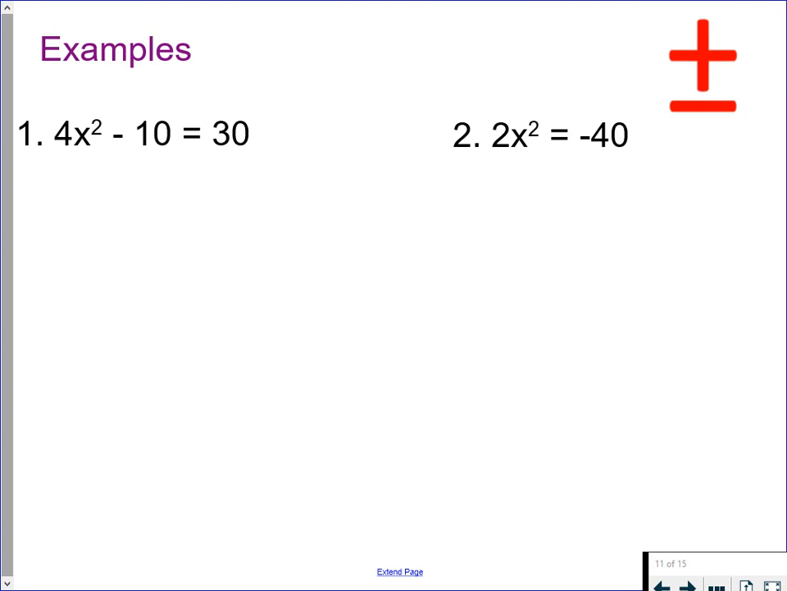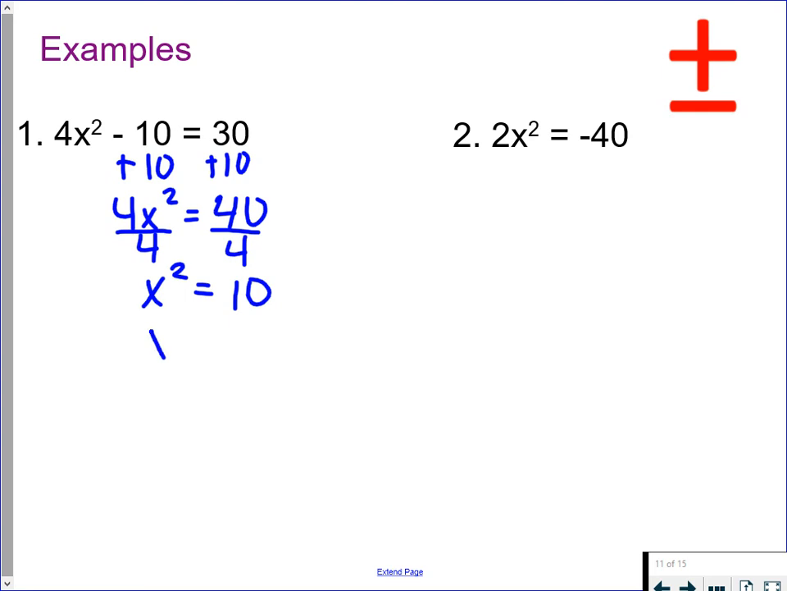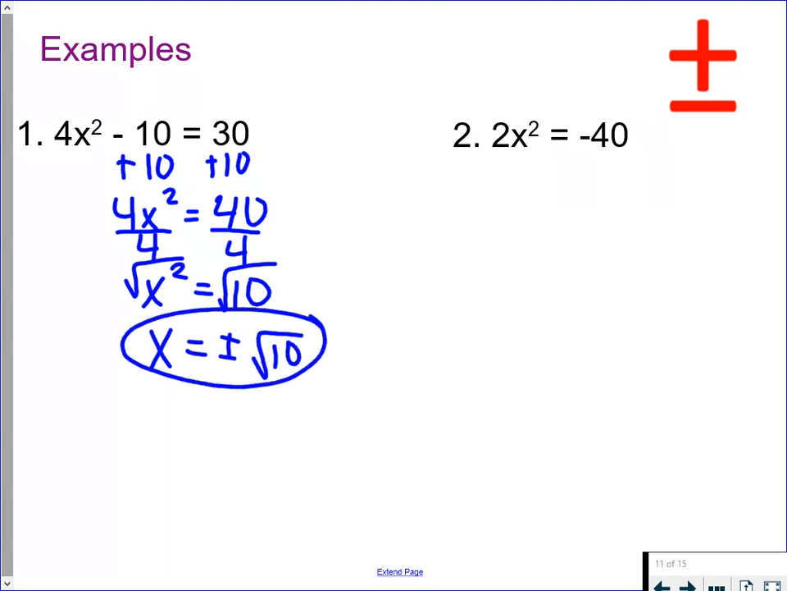Okay, walk me through the first one. Move the x to the other side, you get 4x squared equals. Divide by 4, you get x squared equals 10. Then you square root it, you get x equals plus or minus square root of 10, and that can't be reduced, so there you go.